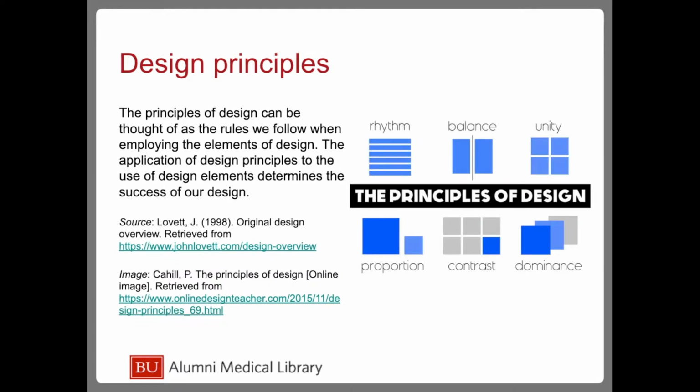So now let's turn to design principles. Design principles are pretty much the rules that we follow when we select and arrange the elements of design, like shape, line, color. And basically, how well we apply these design principles to the selection and the arrangement and the employment of design elements determines how good our design turns out. Some examples of the principles of design are listed here: rhythm, balance, unity, proportion, contrast, dominance, and more.